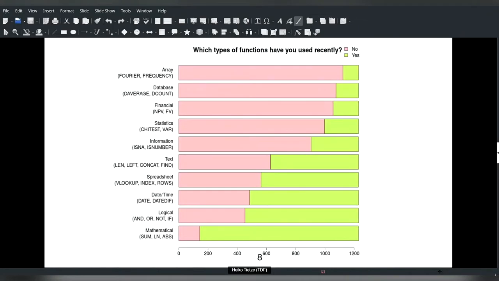We can go to the next slide. So in terms of formulas and calculations, the most widely used functions are mathematical, logical, and date functions. Array and database functions are less common.